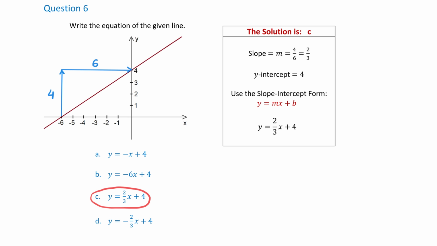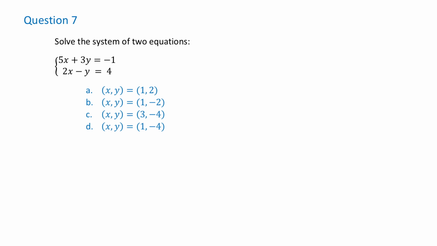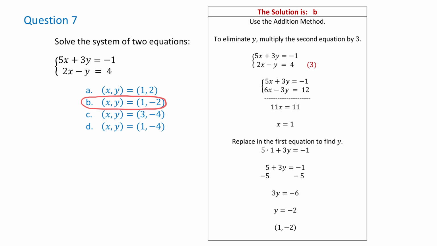Now let's continue with question 7. In this question, solve the system of 2 equations 5x plus 3y equals -1 and 2x minus y equals 4. Please pause the video and find the right solution. Now let's see what the right solution is. The right solution is B.